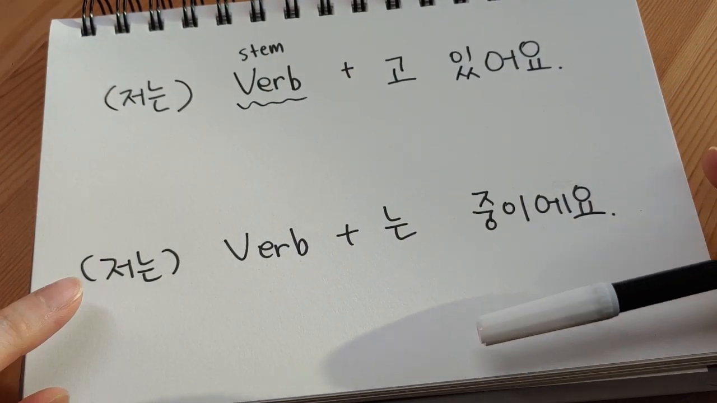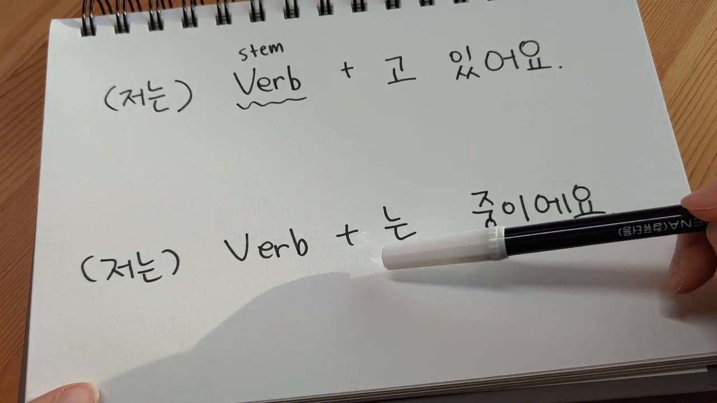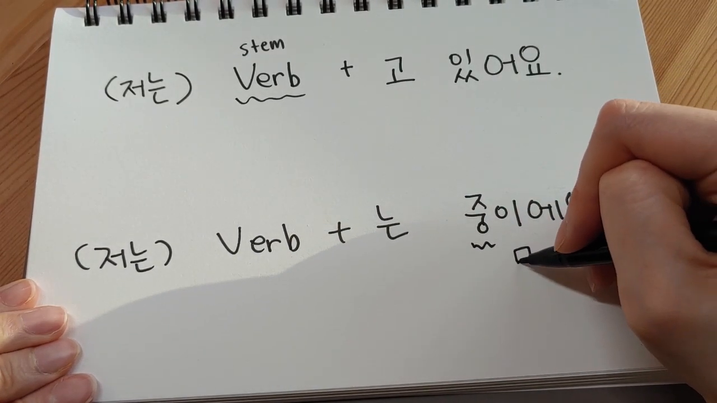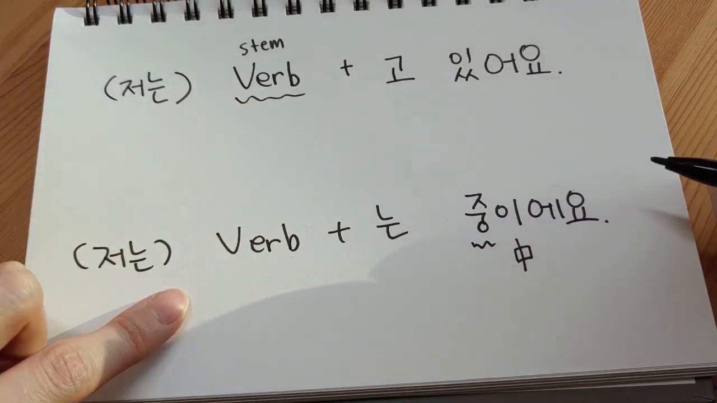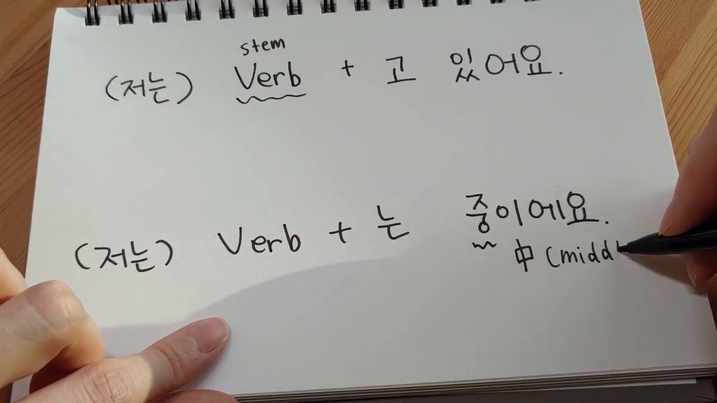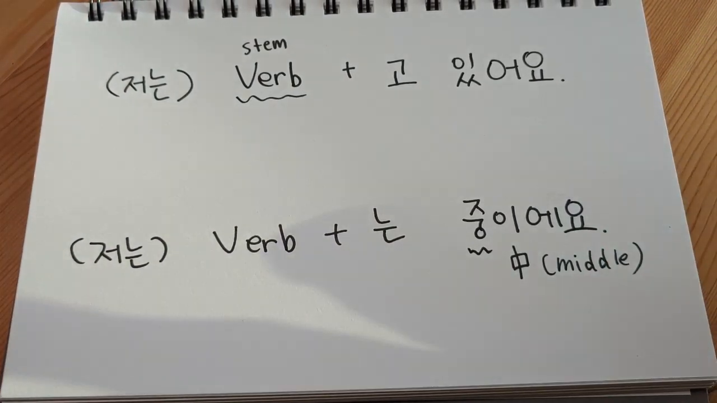And same with this one. 저는, removable. Verb, combine it with 는 중이에요. So 중 here comes from Chinese character 中, which means middle. So this one literally means I'm in the middle of doing something. So these two basically mean the same thing. So you can use either one to express present progressive in Korean.